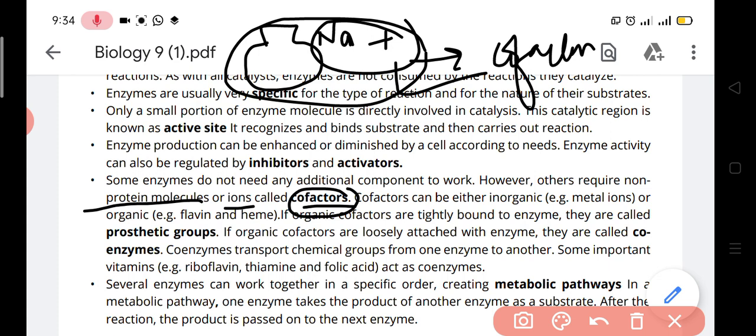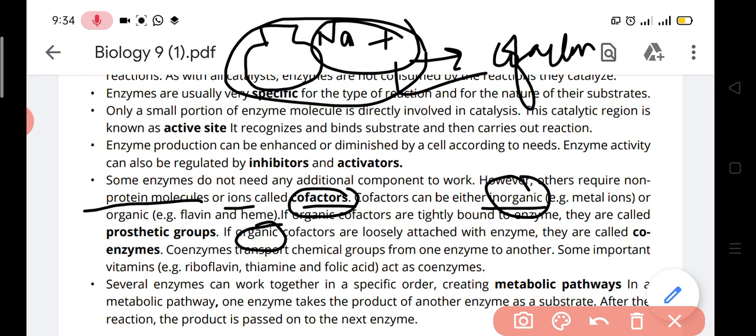So it happens that the protein sometimes needs some additional components like a protein molecule or ion. Keep in your mind that the cofactor can be either inorganic or organic. You must have learned the definition of organic and inorganic in chemistry: organic molecules are those which contain carbon and hydrogen, while inorganic compounds do not contain the combination of carbon and hydrogen. So cofactor can be of two types, inorganic or organic.